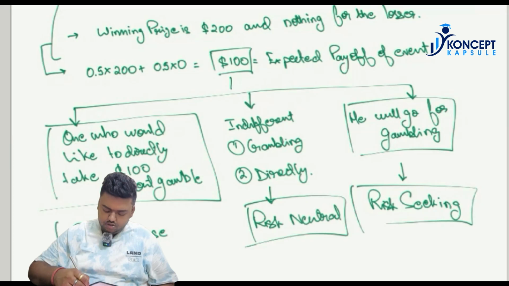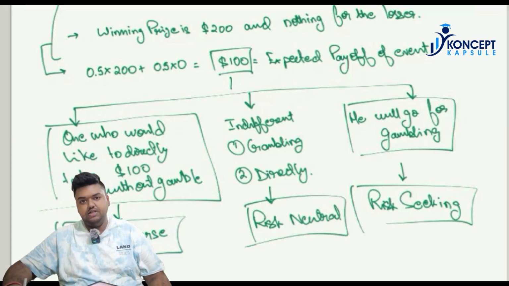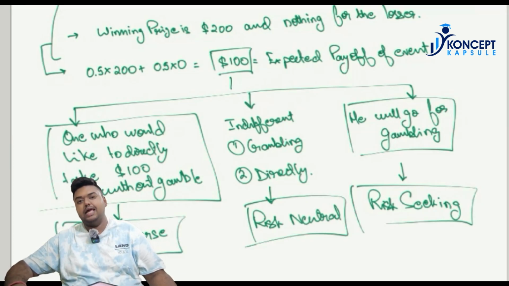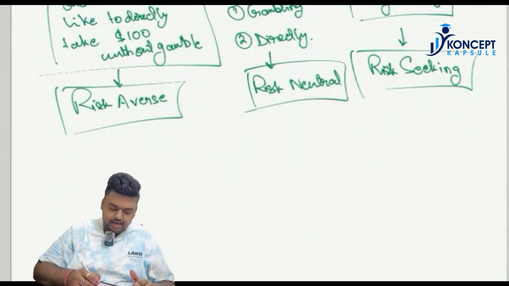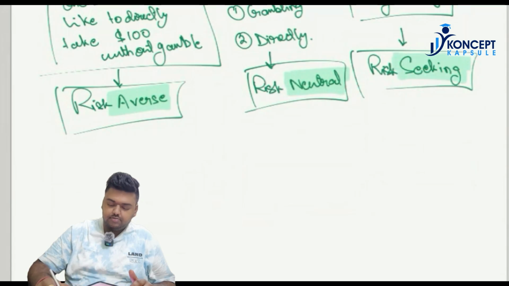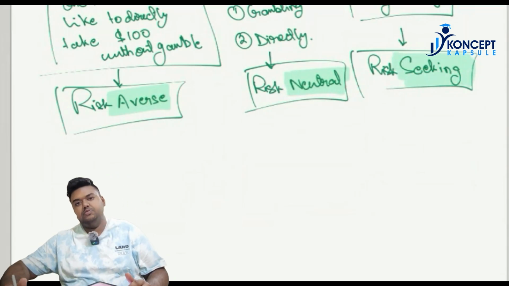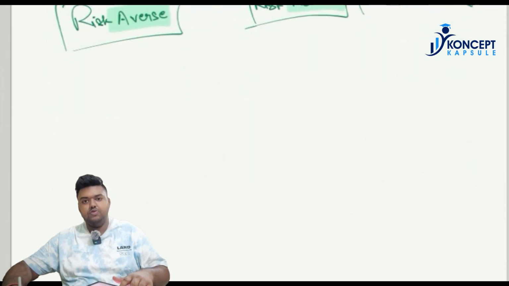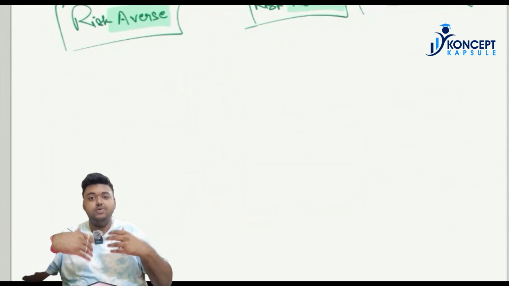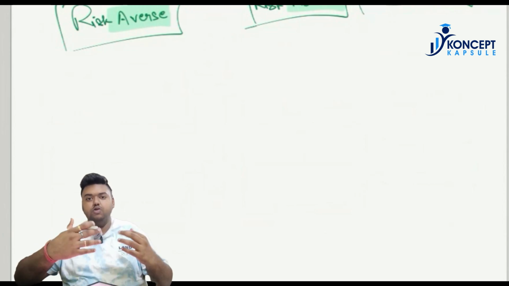So based on the affinity of a person towards risk, or based on his liking towards risk, the investor can be classified either as risk averse, risk neutral, or risk seeking. Are we clear, guys? How an investor can be classified? Okay. This was the basic introduction about how an investor is thought of from a portfolio management point of view.